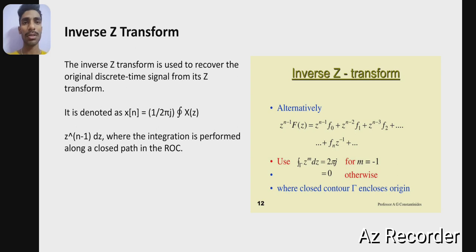Inverse Z transform. The inverse Z transform is used to recover the original discrete time signal from its Z transform. It is denoted as x[n] equals 1 by 2 pi j times the integral of X(z) z to the power of n minus 1 dz, where the integration is performed along a closed path in the ROC.